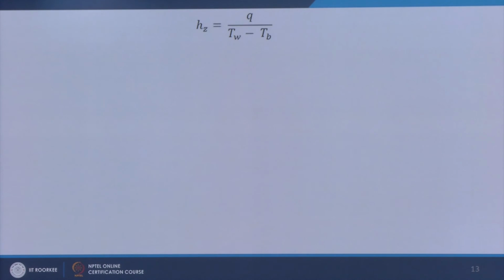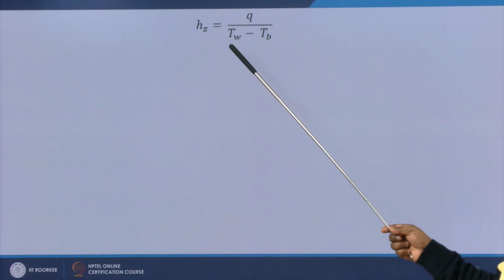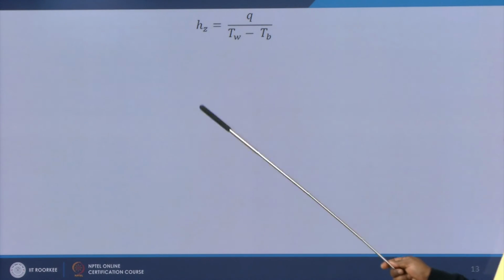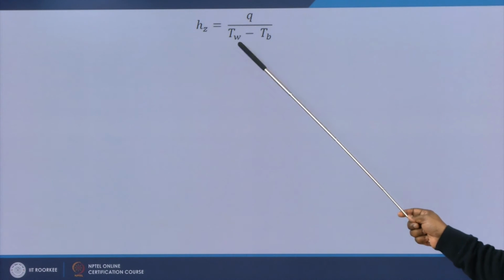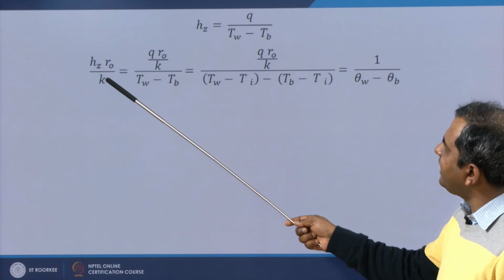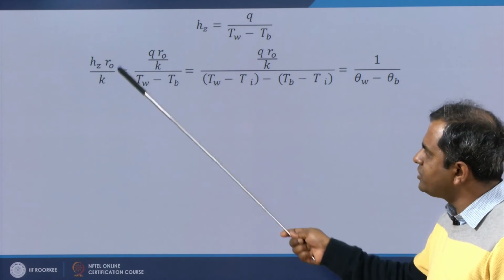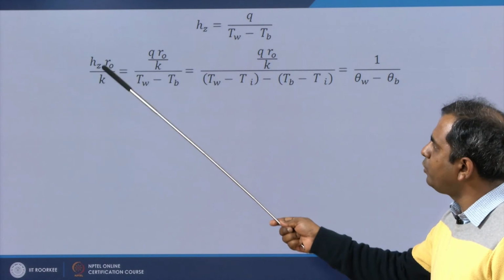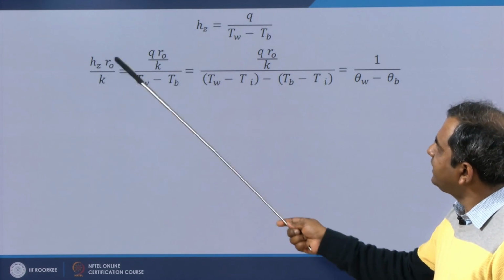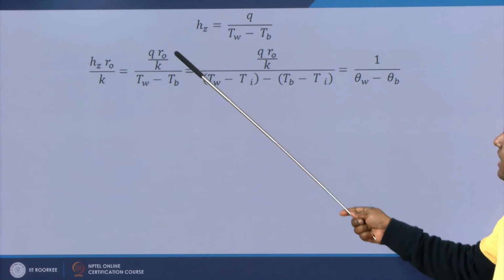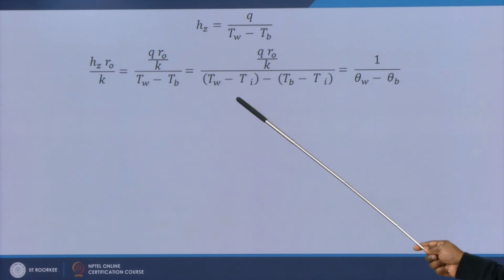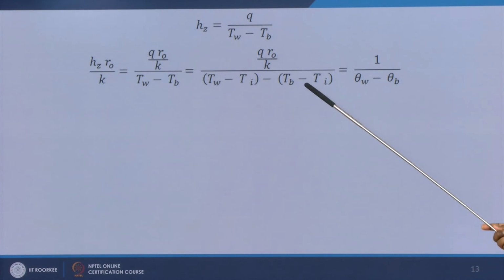Okay. Next, let us try to get the value of Nusselt number. In order to do so, first we will be coming to the heat transfer coefficient H, which is nothing but Q by Tw minus Tb. Okay. So if you proceed further, you will be getting that H R0 by K, which can be Nusselt number. 2 into H R0 by K is Nusselt number. So there you can find out this is nothing but Q R0 by K by Tw minus Tb, and Tw minus Tb can be written as Tw minus Ti minus of Tb minus Ti.